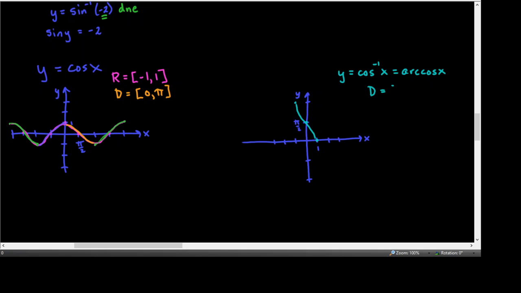Well, it's going from negative 1 to 1. No surprise, that was the range of the original function. And what is its range? It goes from a low value of 0 to a high value of pi. Again, no surprise because that's the restricted domain we chose for cosine. Okay, this is a decreasing function on its domain. Excuse me. The x-intercept is 1. The y-intercept is pi over 2.